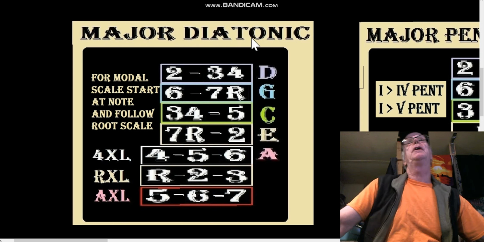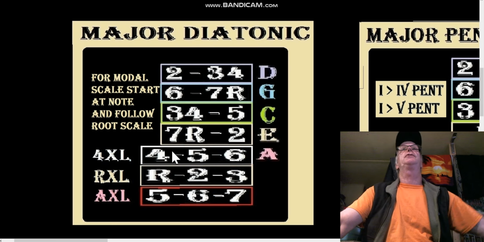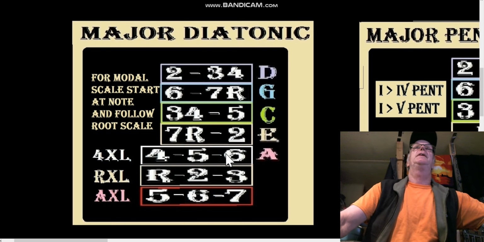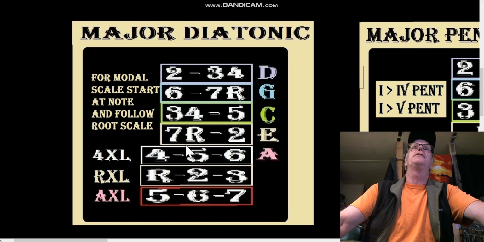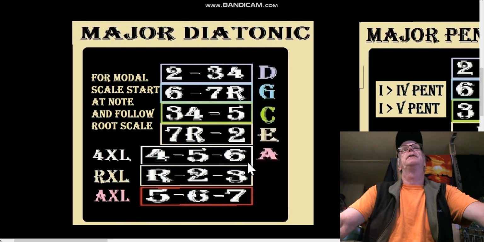So the long pattern covers the short pattern, because if you just look at the A4 extra long as just the 5, 6 of it, that's your short pattern right there. That's your short pattern stack. Okay, don't worry about these guys.